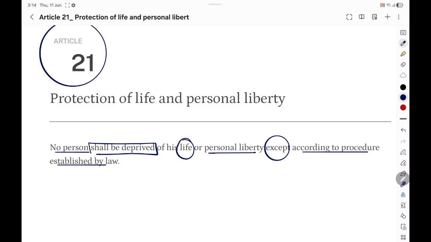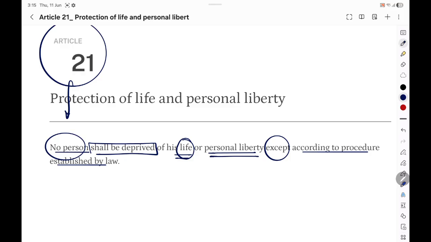ठीक है. तो बेसिकली क्या? It is in fundamental rights. It is a fundamental right that has been made available to whom? To all persons. That is, it is available to all persons, whether you are a citizen or a foreigner. Okay, so it is available to everyone. And what it protects basically? The right to life and the right to personal liberty.